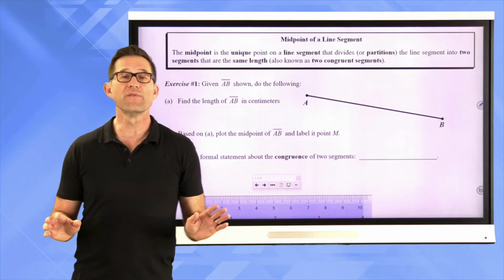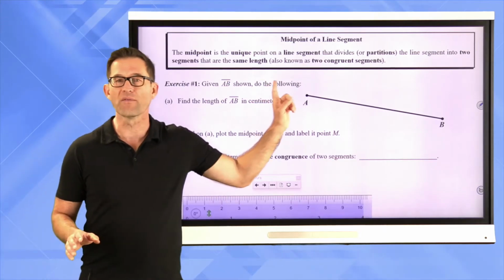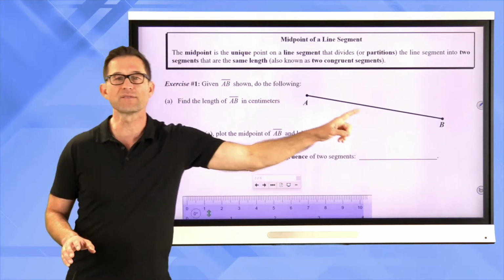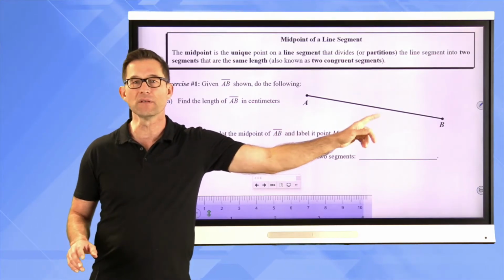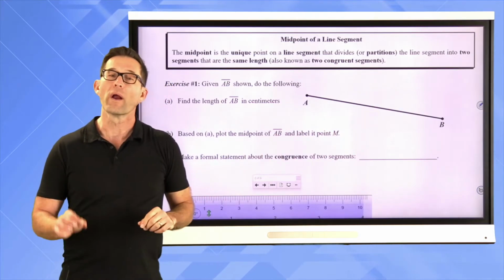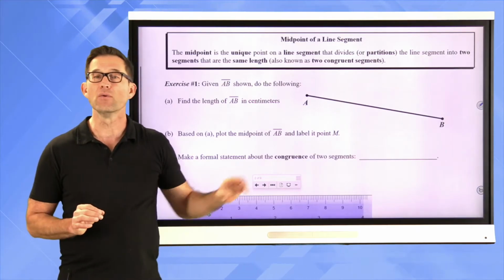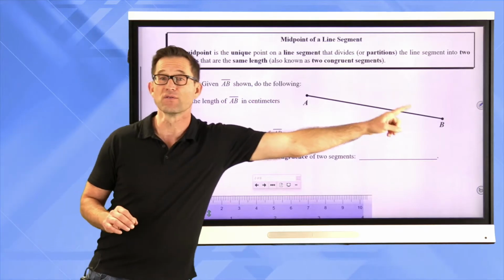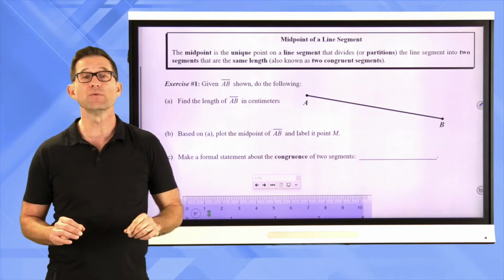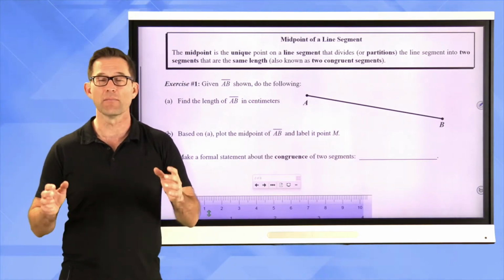All right, so this is very easy, right? This idea that we've got a line segment, and it's got a certain length. There is one and only one point on this line segment, somewhere right in here, where if you put that point in there and then you look at the segment that goes from A to that point, and look at the segment that goes from B to that point, those two segments will be congruent. They'll be the same length.